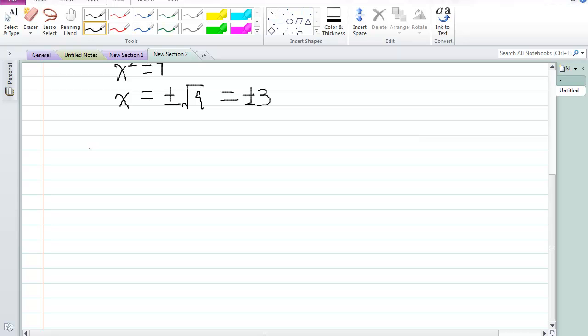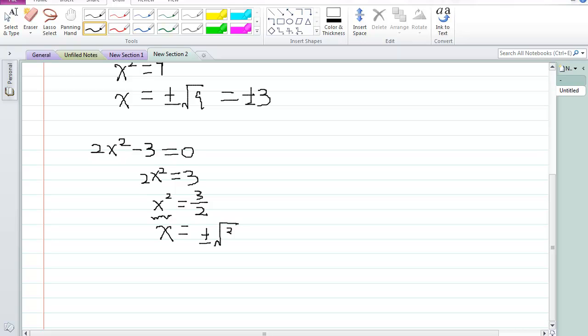Then let's look at this. A little bit more complicated, but not quite. 2x squared minus 3 equals 0. So we have 2x squared equals 3 when we add 3 on both sides of this equation, and x squared equals 3 over 2, because we divide both sides of the equation by 2. Once again, when you have something squared equal to a number, you basically get two solutions. One is positive, one is negative. So we have positive and negative square root of 3 over 2.